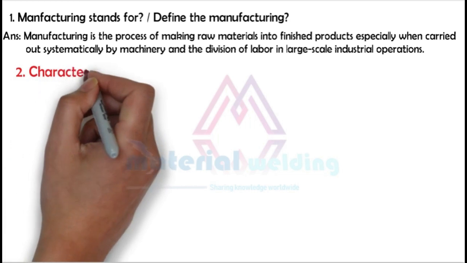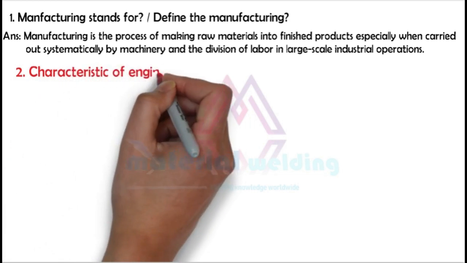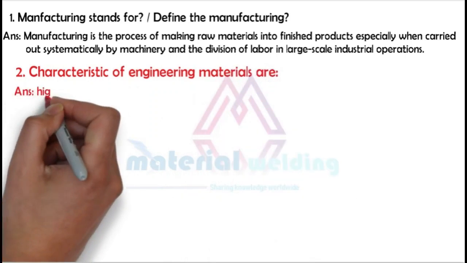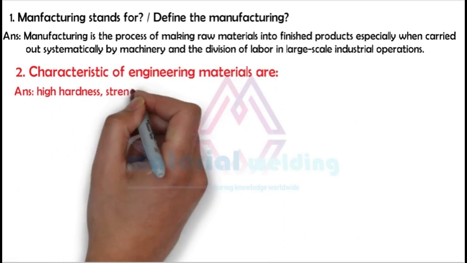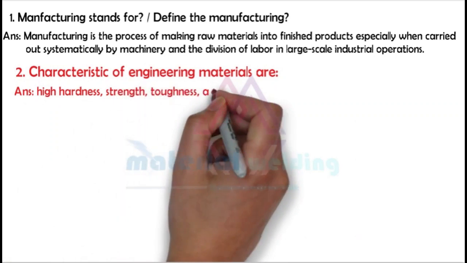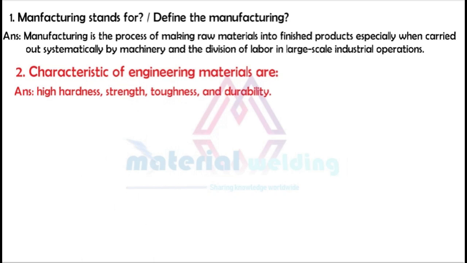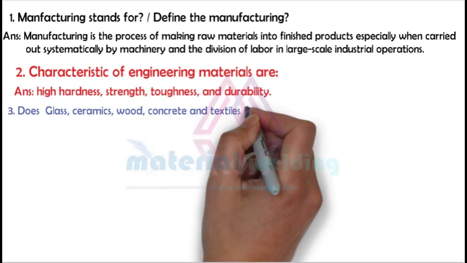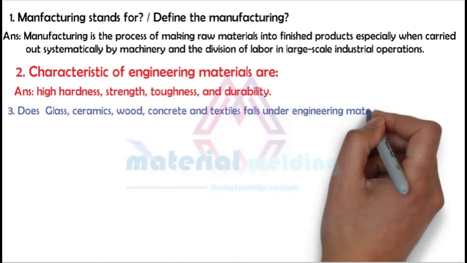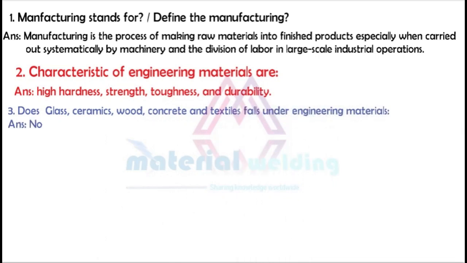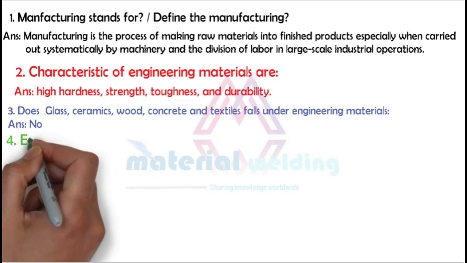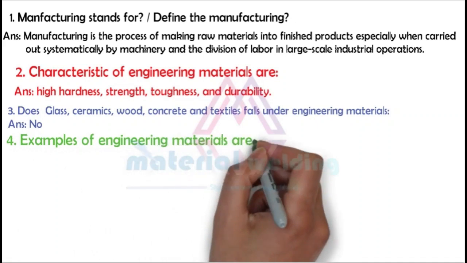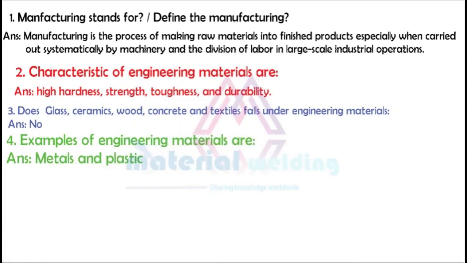Next is, what are the characteristics of engineering materials? Engineering materials have high hardness, strength, toughness and durability. Next, do glass, ceramic, wood, concrete and textile fall under engineering materials? Answer is no. Give the examples of engineering materials. Metals and plastics are engineering materials.